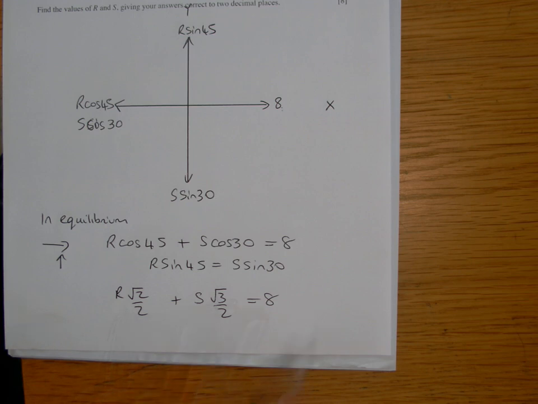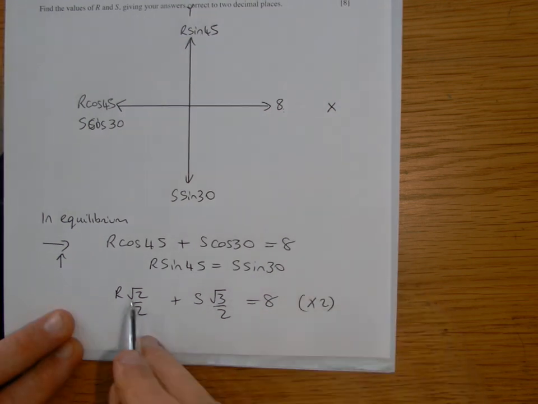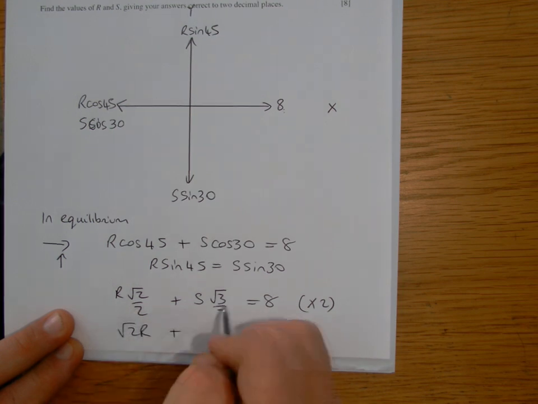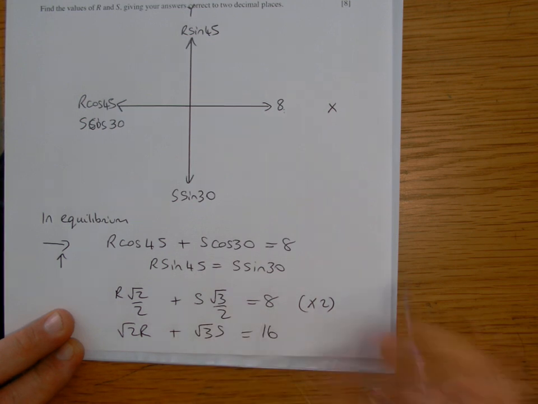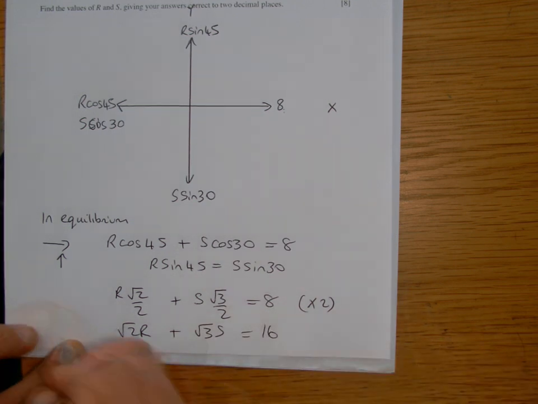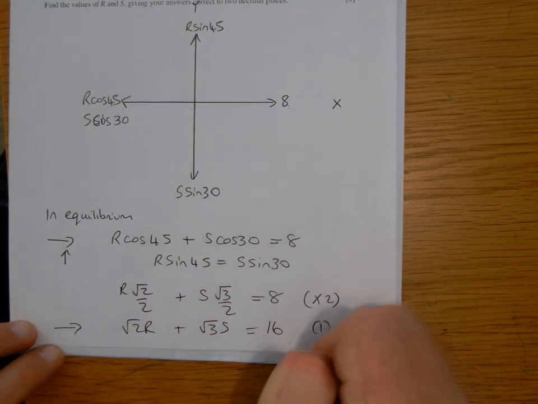We can make this even nicer if we times through by 2. So we'll double everything. If I double this, you get root 2R. If I double this, you get root 3S. And if I double this, I get 16. So I've got myself a nice equation now for the X direction, and we'll call that equation 1.